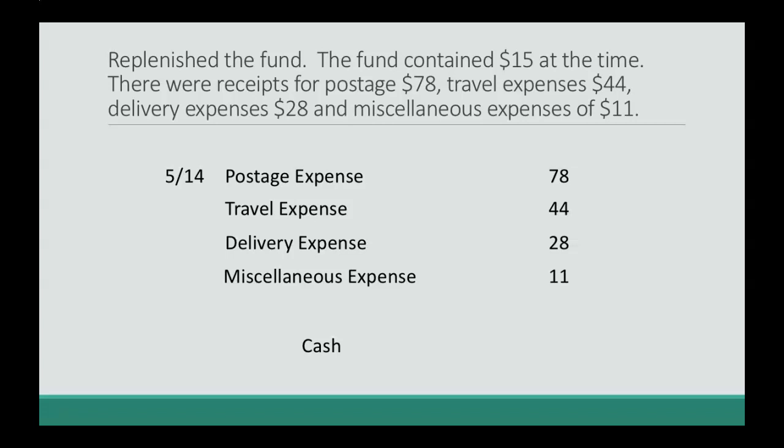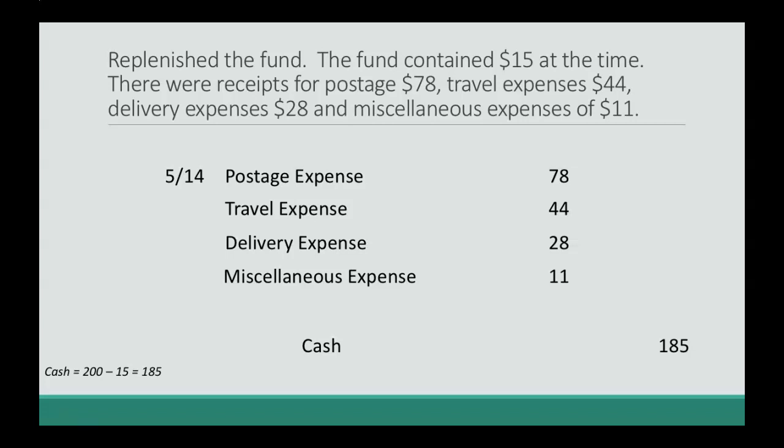Now, cash, we're going to have to calculate our number here for cash. The way that we do that is we start at the $200 mark that we established this fund for, and we subtract out the amount that was left in the fund when we went to replenish it. So 200, where we started, minus the 15 that we have remaining, gives us this 185 that we need to credit cash for.